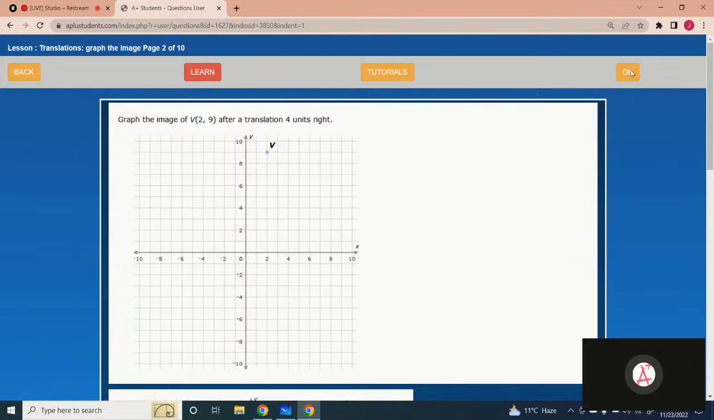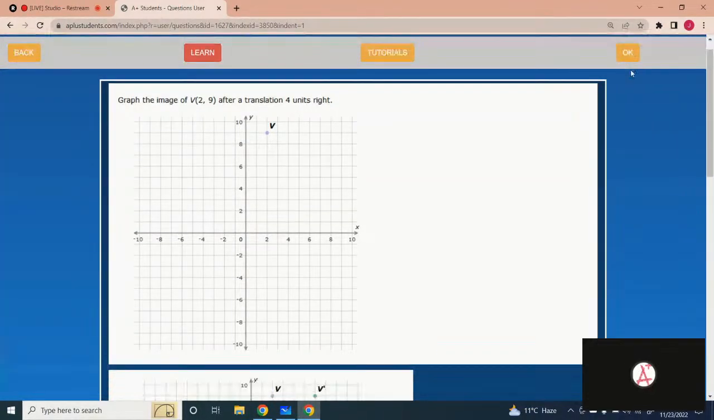Okay, the next one is graph the image of V 2 and 9 after the translation 2 unit right. So when you're moving 4 unit right, that means you have to add 4 to the x coordinate. So it will be 2 plus 4 is 6. So the new coordinates are 6 and 9. It would be 6 and 9.